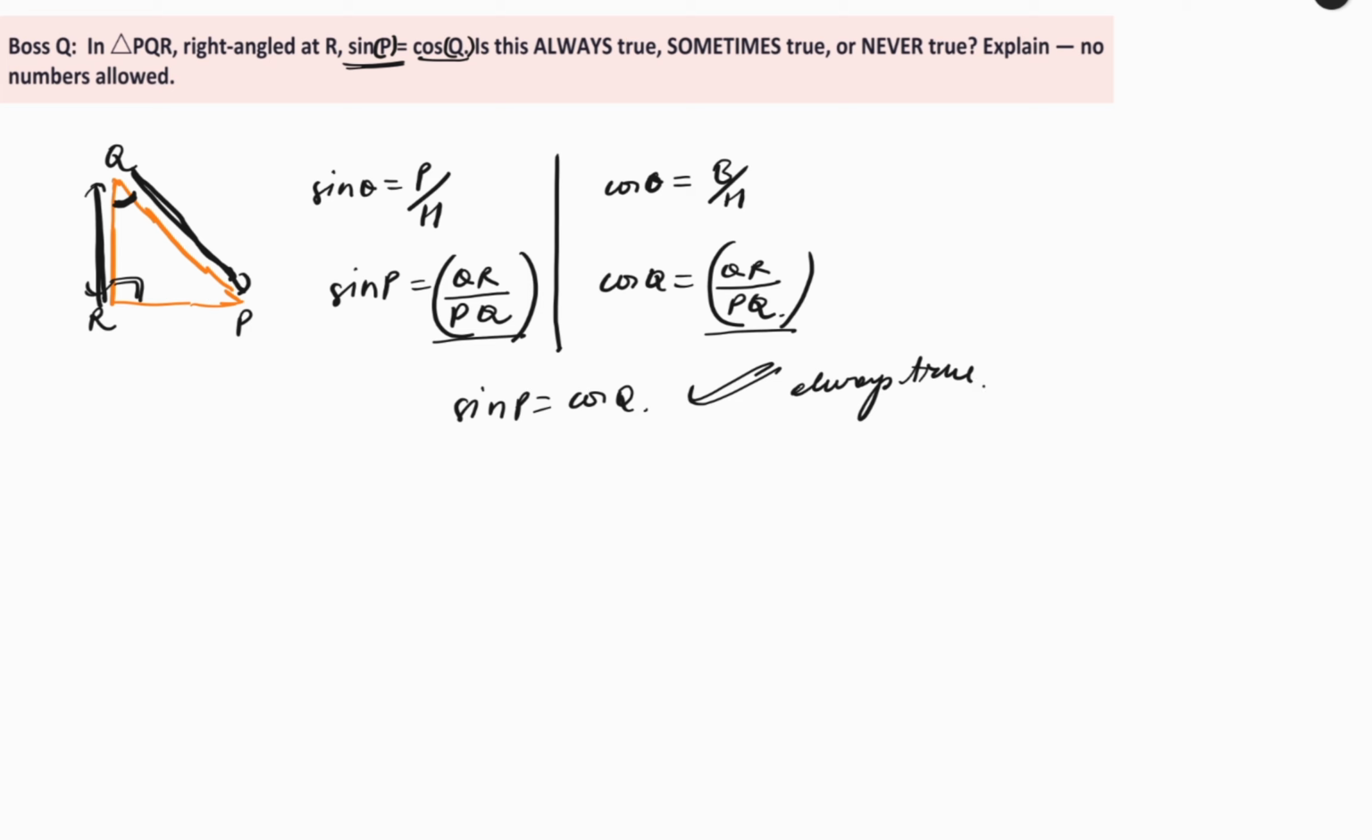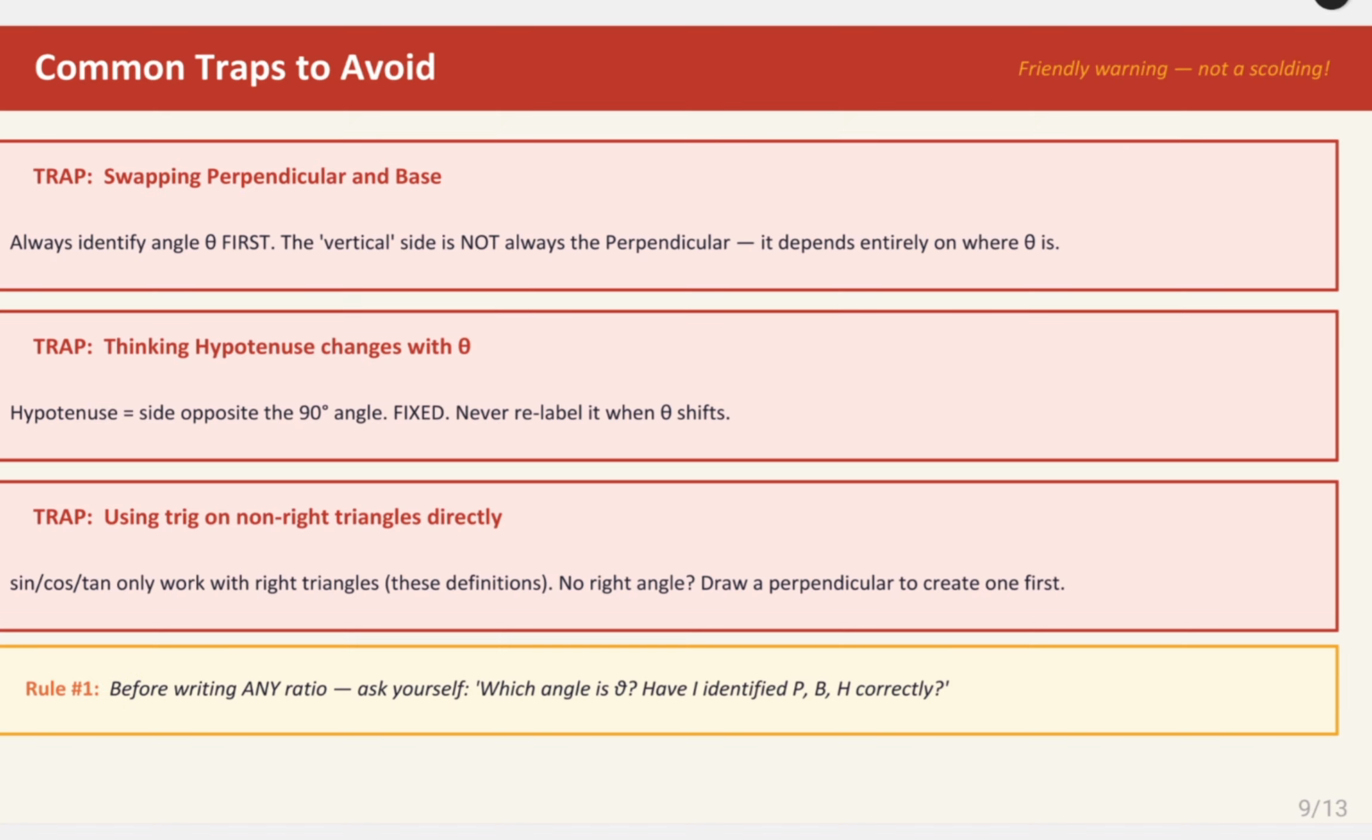Okay, and this is a beautiful relationship. That's the complementary angle secret, which we will cover in video 4. Okay, so I hope this thing is clear. For such kind of questions, you need to understand and learn these ratios by heart.